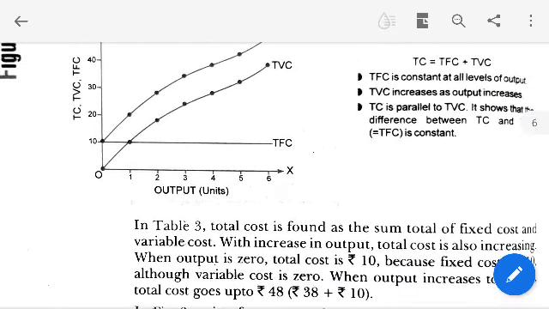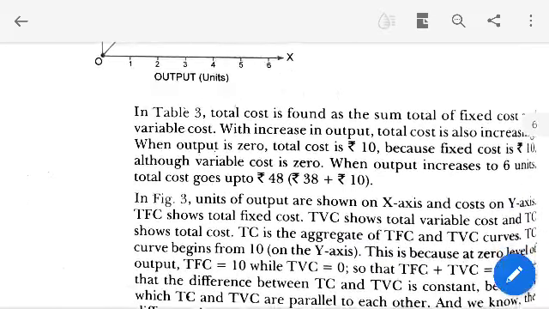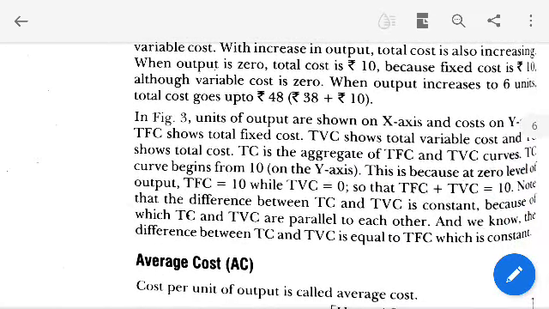In table 3, total cost is found as the sum total of total fixed cost and total variable cost as we know it. With increase in output, total cost is also increasing. When output is 0, total cost is 10, because fixed cost is 10, although variable cost is 0. But total cost is the combination of fixed cost and variable cost. And therefore total cost में जो fixed cost का component आएगा, इसलिए production अगर 0 भी होगी तो भी total cost जो है that will be positive. When output increases to 6 units, total cost goes up to 48, that is 38 of variable costs plus 10 of fixed costs, because fixed cost remains constant throughout this level of output.